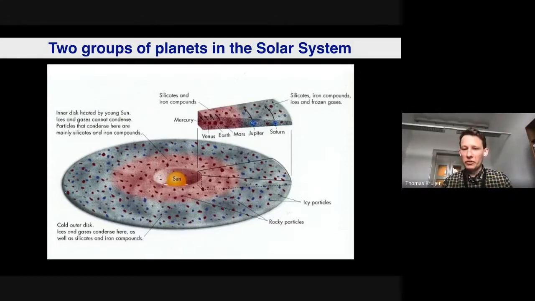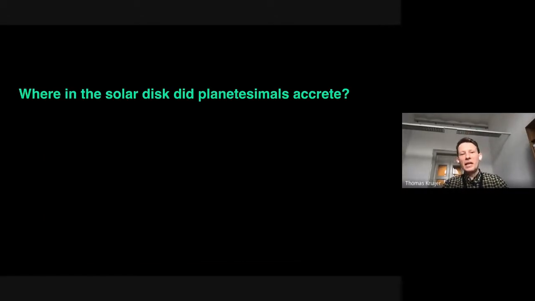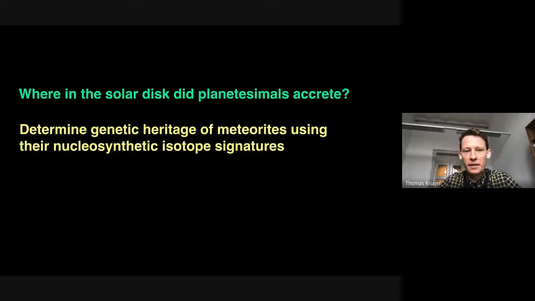It's beyond the so-called ice line. There's much more water present. And basically, there are these two broad regions in the solar system. And it would be very great to know if you could pinpoint where exactly meteorite parent bodies formed. Now, fortunately, we have a tool for this. We can have some broad idea nowadays about where in the solar disk the first planetesimals accreted.